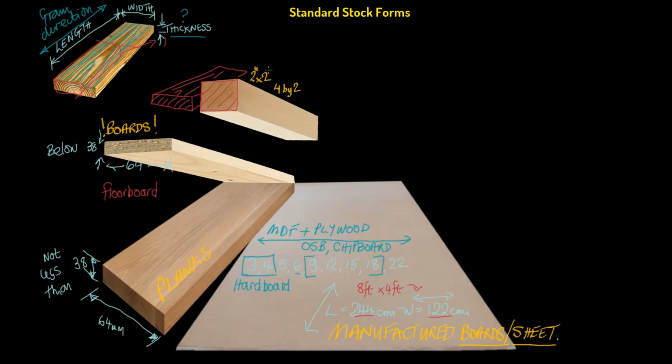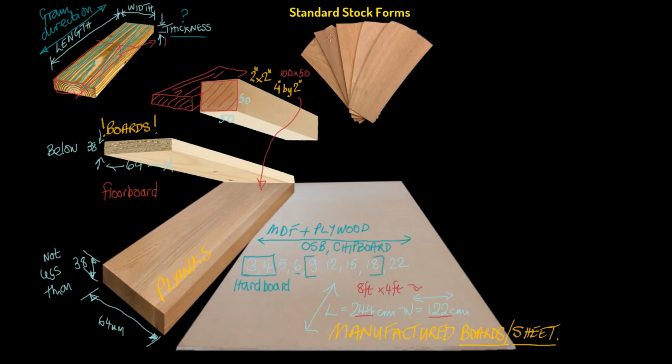It's 2 inches by 2 inches, which would make this measurement something like 50 millimeters by 50 millimeters. Whereas a 4x2 would take us up to the bigger size, the plank size, because that would be 100 by 50 roughly. Moving on to the really thin pieces of wood that we can get, we then have veneers.